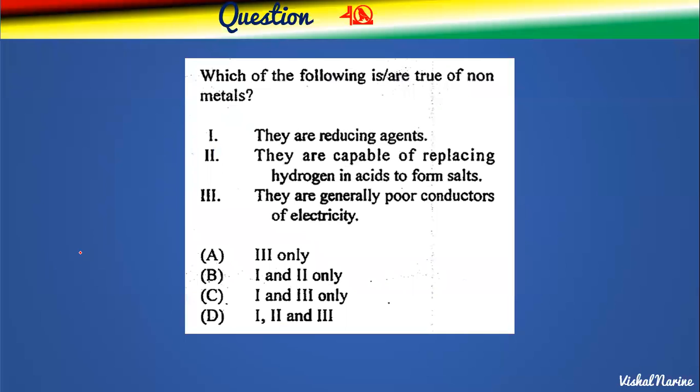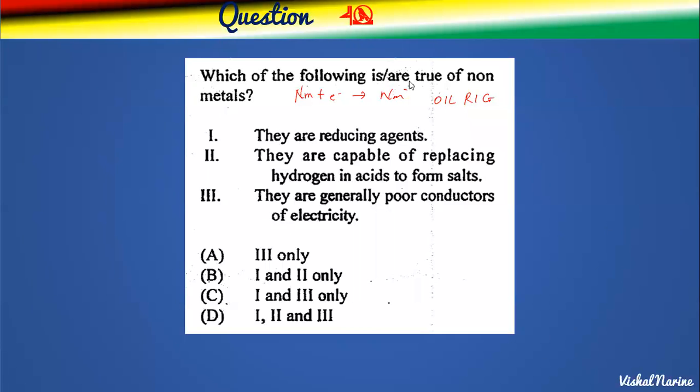Question 40. Which of the following is or are true of non-metals? So the first one there, they are reducing agents. Is that true? Is it not true? So non-metals, I'm just going to use the letters NM to represent them. Non-metals actually gain electrons to end up with a negative charge. We should remember the OIL RIG rule. Gain of electrons means that they are being reduced, which in turn means that they are good oxidizing agents.